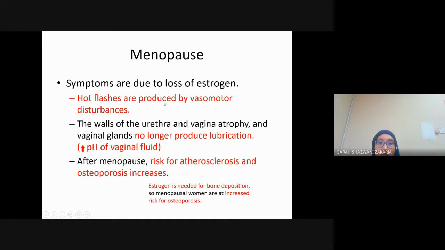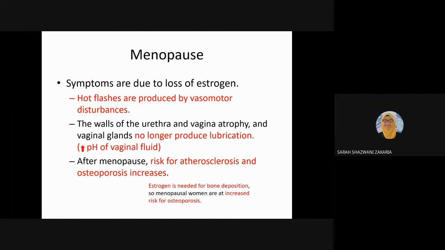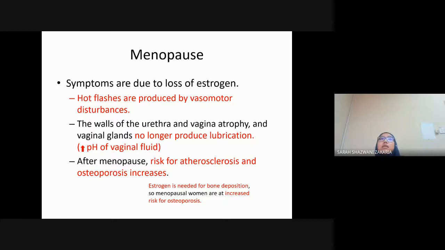Okay, and then these are the symptoms: hot flashes are produced by vasomotor disturbance, meaning the low estrogen and the high LH and FSH influence or disturb the vasomotor, the muscle, the limbs. Everything in the cells, perhaps an increase in metabolism, causes the hot flashes. You can read more on this one, hot flashes.